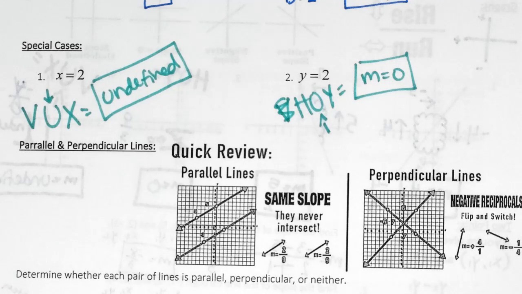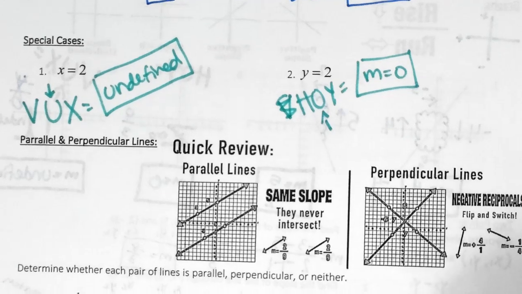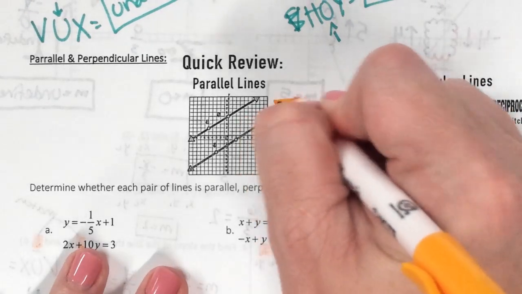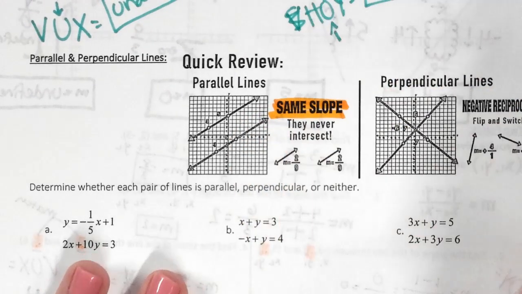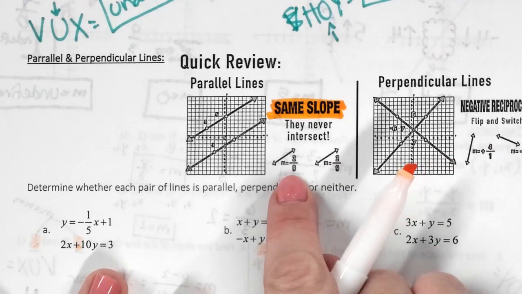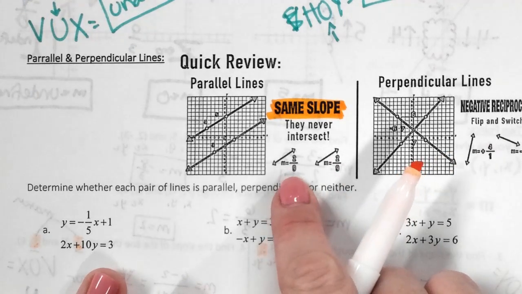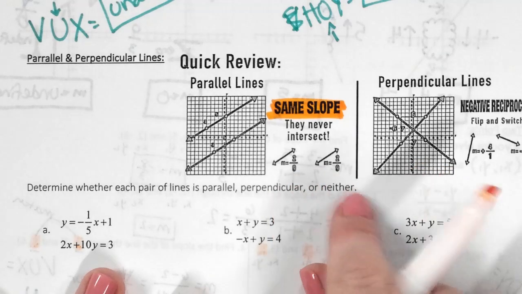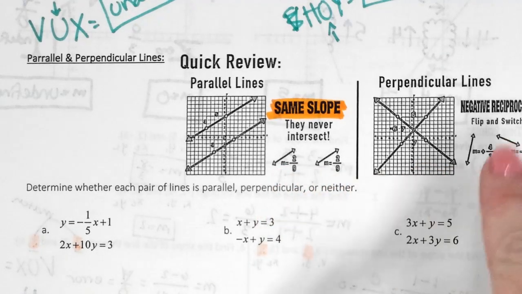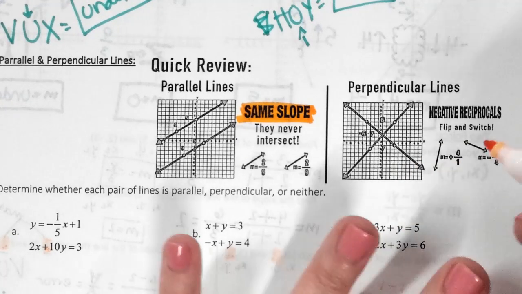Okay, last thing is parallel lines have what? The same slope. Okay, if I have a slope of 2 over 9, and the other slope's 2 over 9, they're parallel. Yes, they'll never touch. Okay, perpendicular lines have negative reciprocals.